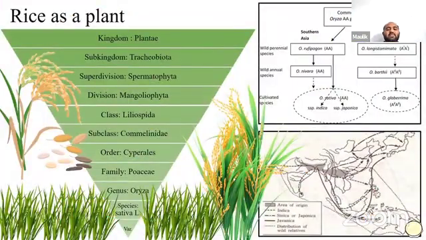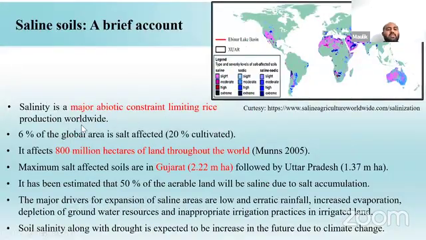So rice as a plant, this is the classification of rice, meaning how rice originated in our country. The common ancestor is the Oryza species. Salinity is the major abiotic constraint limiting rice productivity. It affects 800 million hectares of land throughout the world. And see, in our India, the maximum salt affected area is in Gujarat, 2.22 million hectares, followed by Uttar Pradesh. It has been estimated that 50% of the arable land will be saline due to salt accumulation.